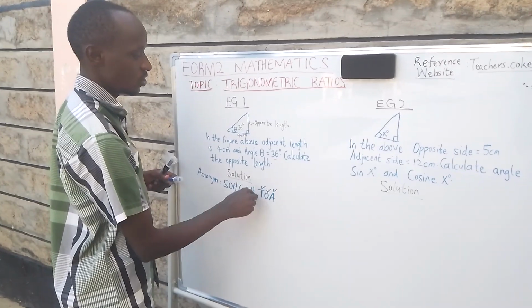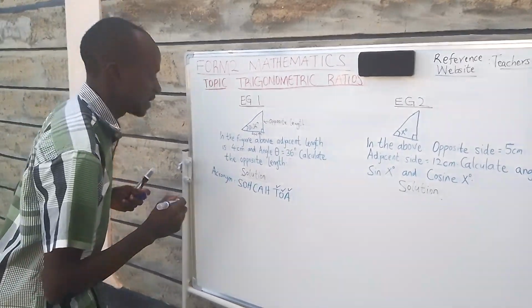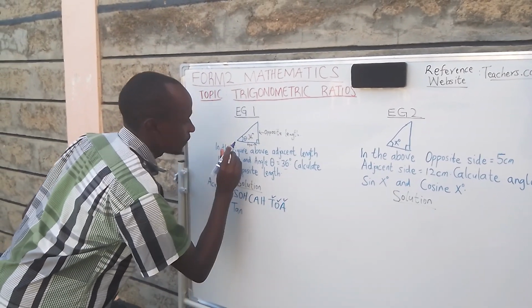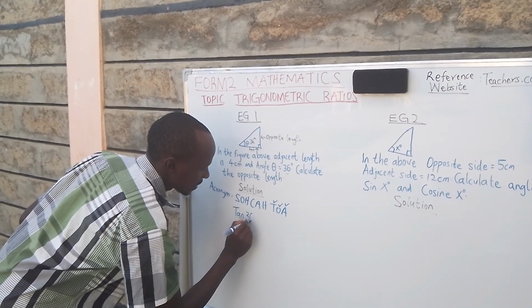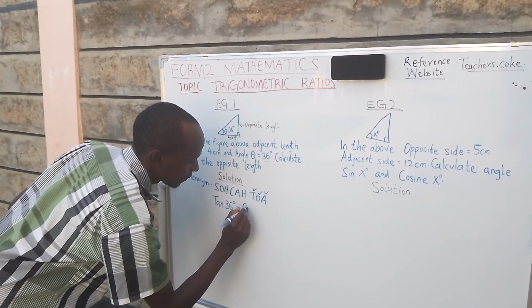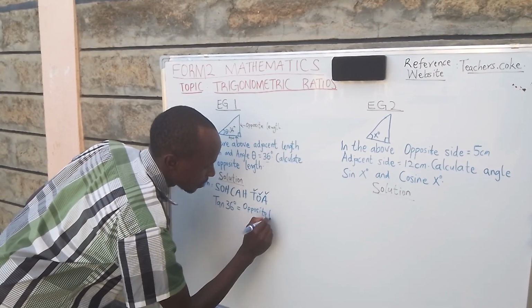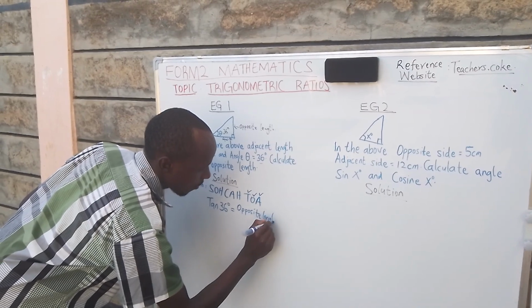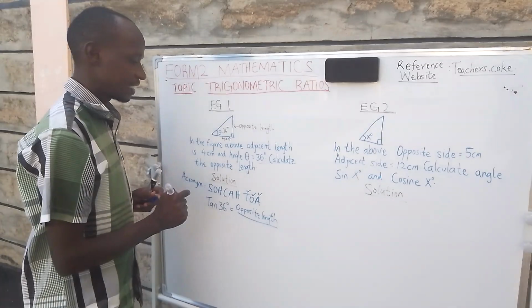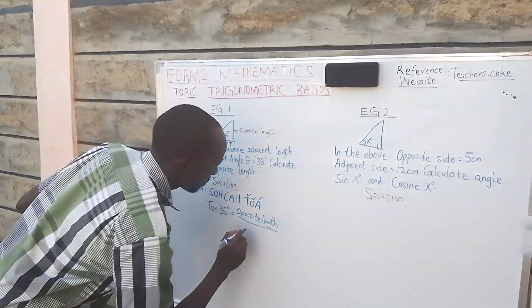So we are going to use the tan of theta, and our theta is 36 degrees. So tan of theta, which is 36 degrees, is equal to the opposite length all over the adjacent length, which in our triangle is 4 centimeters.